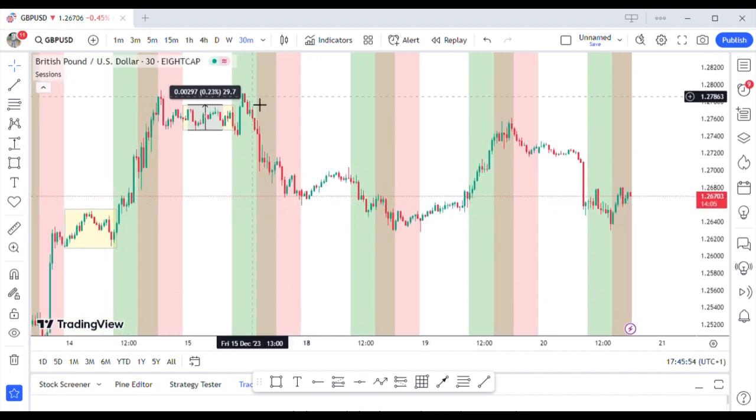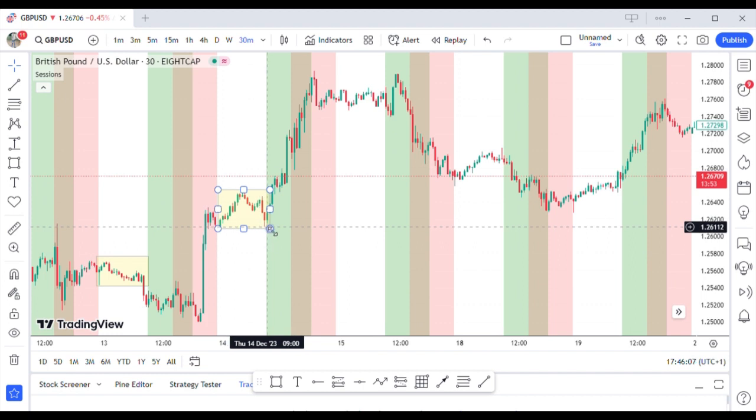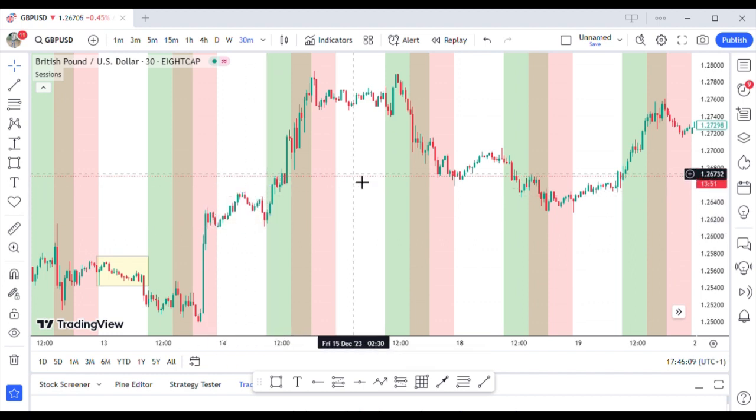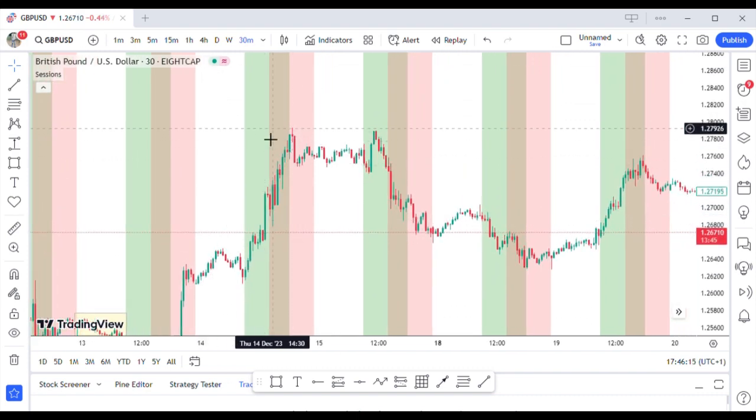Can you see we have the high of the day during London session here? Let me delete this one. Sorry. Can you see that London session created the high of the day, then New York session did what? Created the low of the day. So can you see that London session created the low of the day here, sorry, my bad, and the New York session created the what? The high of the day. So that is just it.